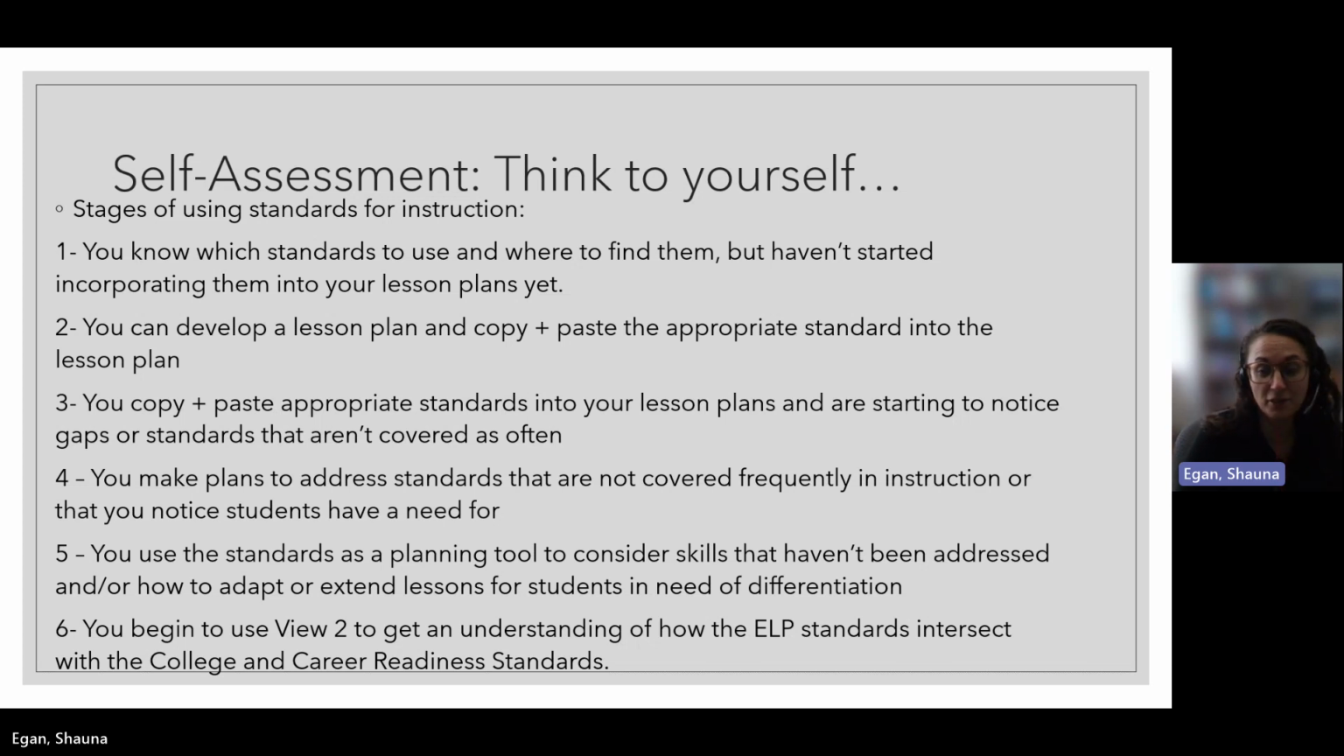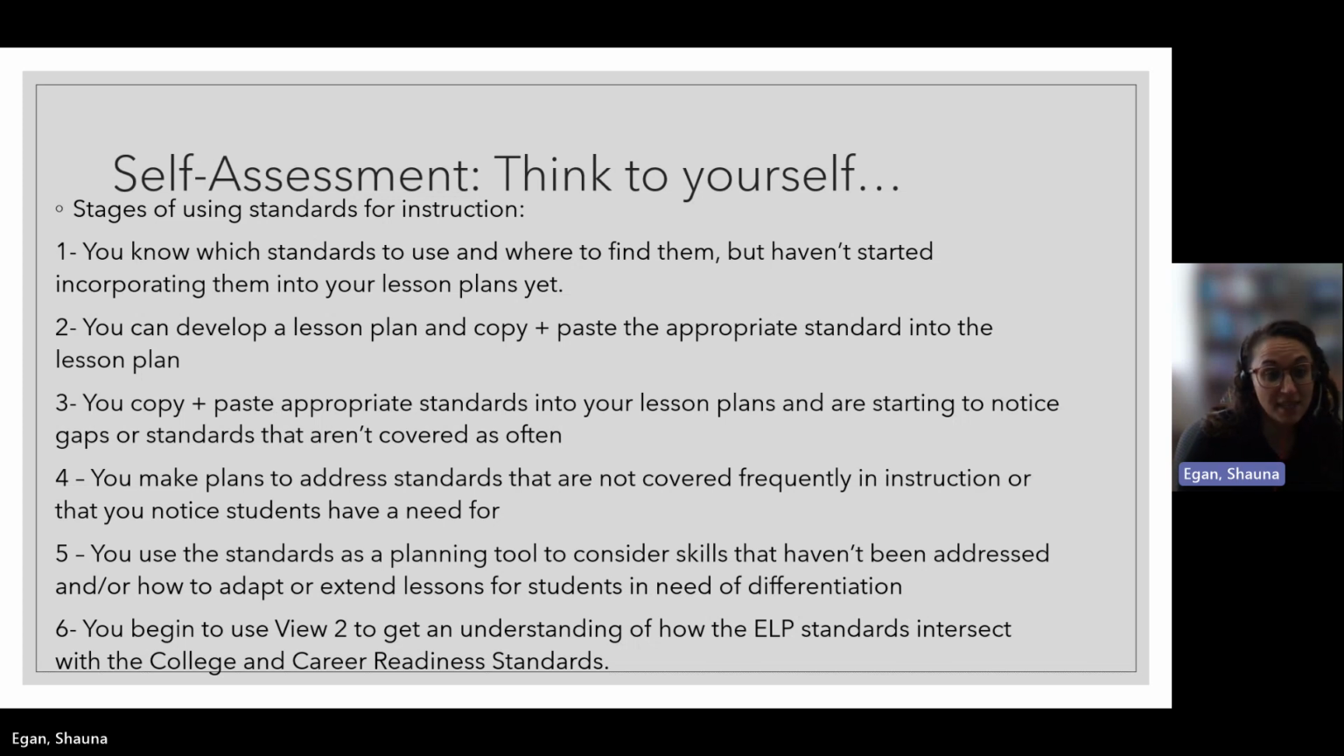Stage three, you continue doing this, but maybe you start to notice gaps. Maybe certain standards aren't covered quite as often, or certain standards you focus on every day. Stage four, you start to make plans to address those gaps and make sure that your students are getting the essential instruction in skills that may not have been covered.